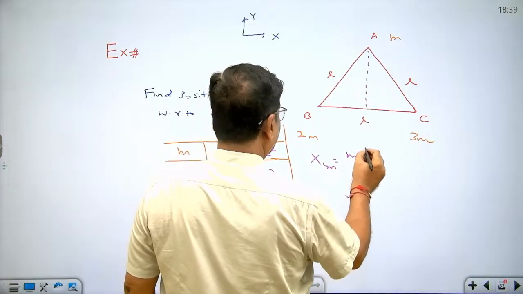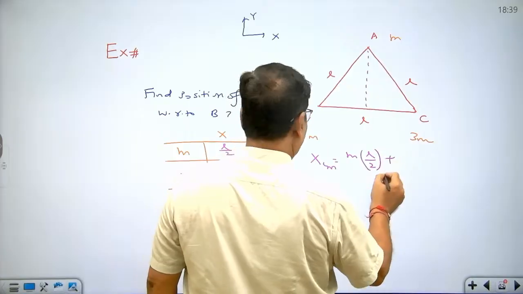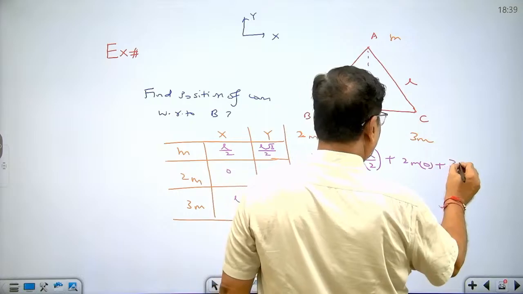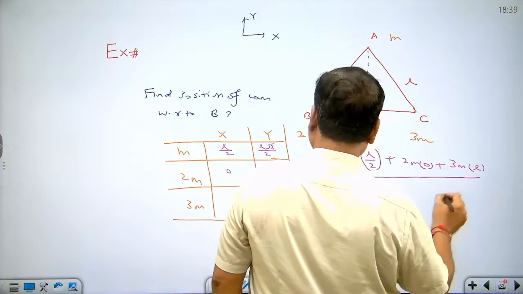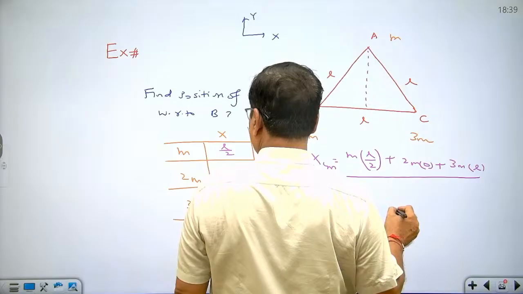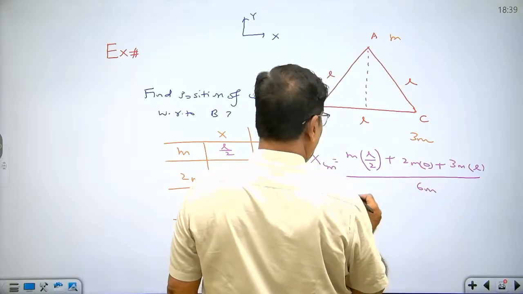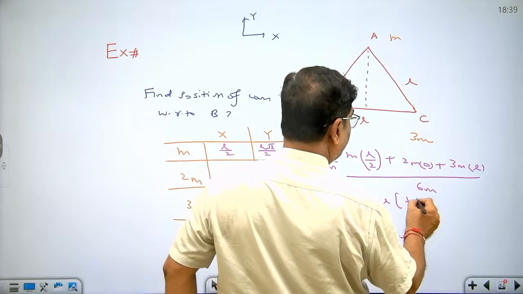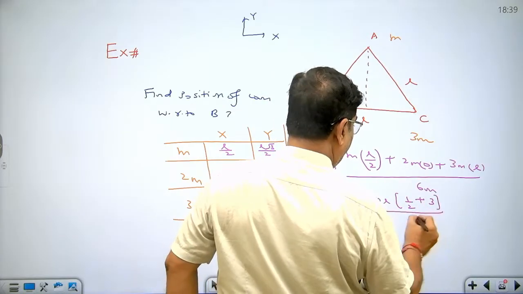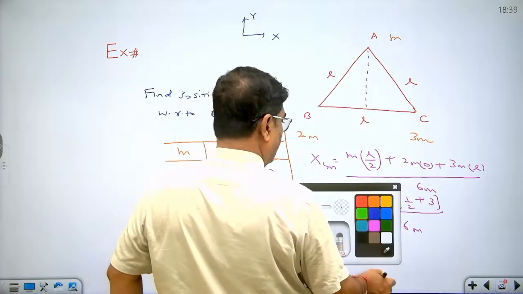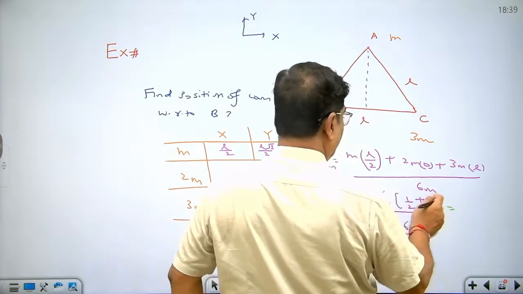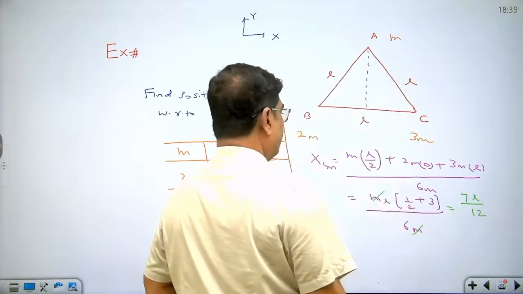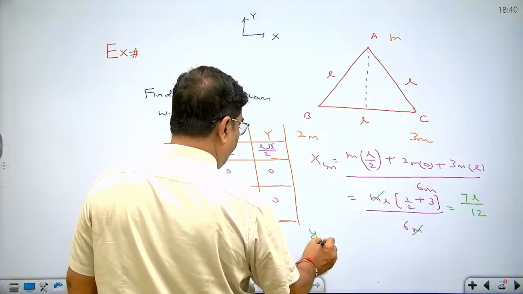So dear student, what is XCM? XCM is m1 x1 plus m2 x2 plus m3 x3 divided by m1 plus m2 plus m3, meaning 3m plus 2m plus m, that is 6m. So dear student, take mL common. This is 1 upon 2 plus 3 divided by 6m. Now m gets cancelled. This will be 1 plus 6, that is 7, 7 upon 2. 7L upon 2.